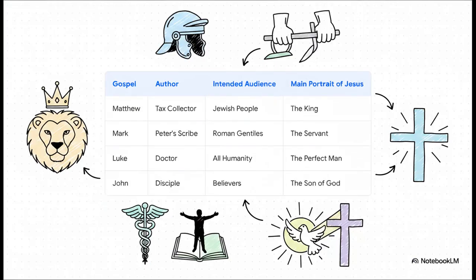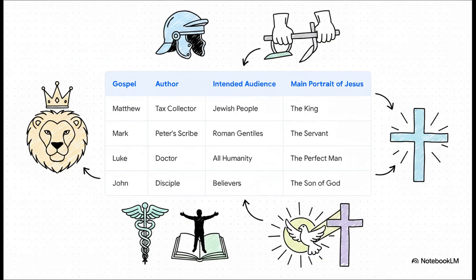Okay, this slide is awesome because it just lays it all out so clearly for us. Check it out. You've got Matthew. He was a tax collector, writing for a Jewish audience, and his portrait is of Jesus the King. Then there's Mark, writing for the Romans, and he shows Jesus as a servant.